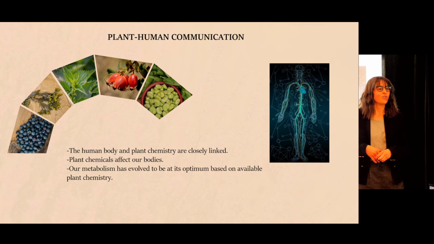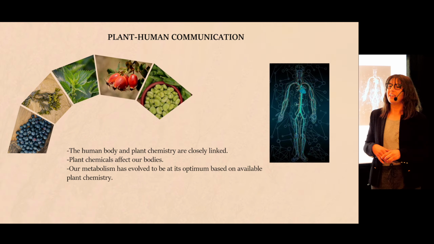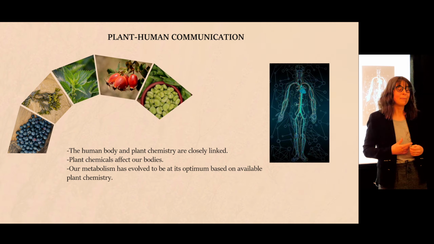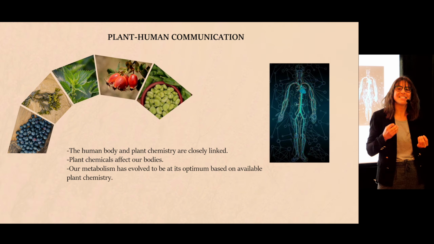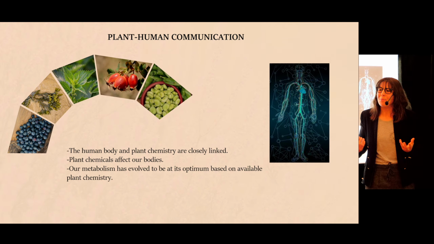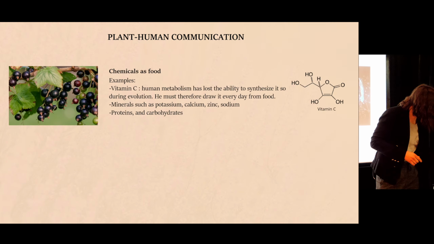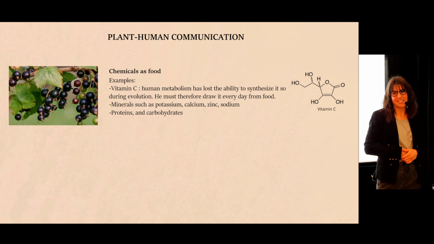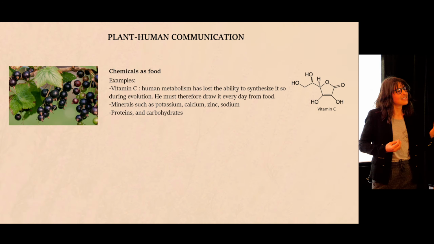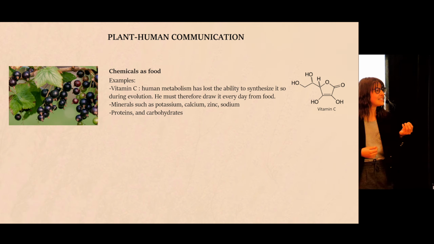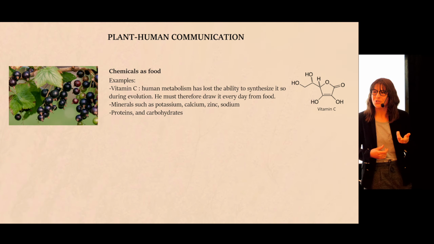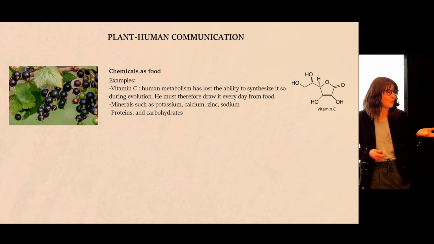And the human body and plant chemistry are closely linked because plant chemicals also affect our bodies. Our metabolism has evolved to be at its optimum based on plant chemistry. And a good example of that is vitamin C. Humans were able to synthesize vitamin C, but this ability disappeared during evolution because it was not needed. Humans could access vitamin C daily by consuming wild edible plants.